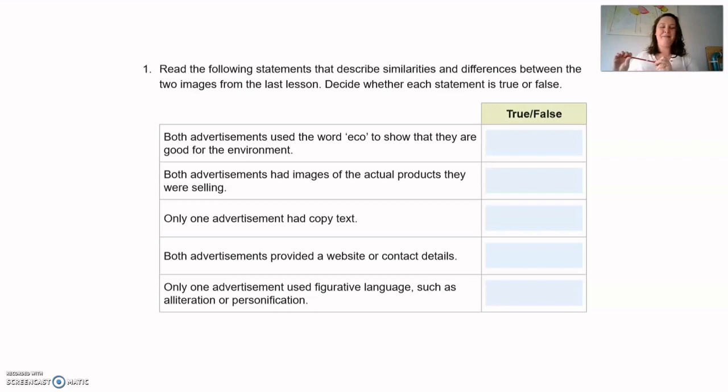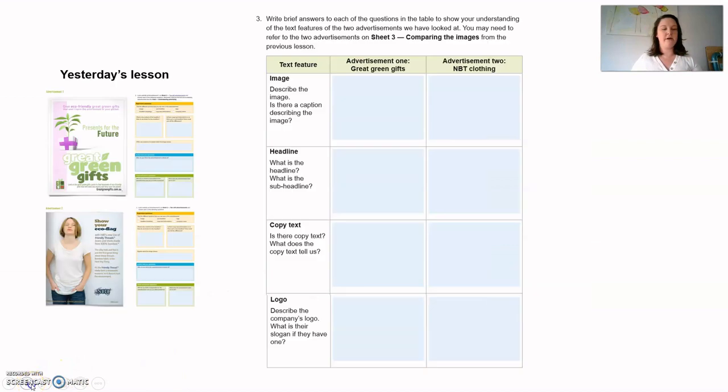Only advertisement 1 used figurative language such as alliteration or personification. Now, we didn't go through language features, but that is false because they both use personification. Now, I will go through language features a bit more, I think, in the next lesson. This one's set up a little differently. So we will go through what figurative language is and what personification is in the next one. All right, so you should have true, false, true, true, false.